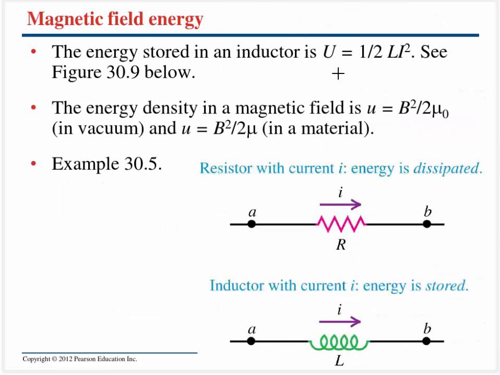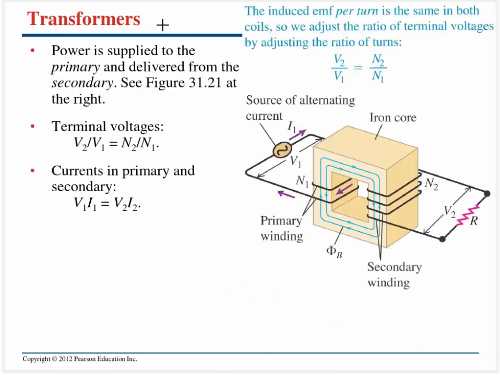And inductors are going to store energy, much like a capacitor stores energy in the electric field. Essentially, inductors are going to store energy in the magnetic field. How much energy it stores is going to be related to how much self-inductance it has, which is related to the number of coils, as well as the current flowing through it squared. So now let's look at a more real-life application for this, transformers.